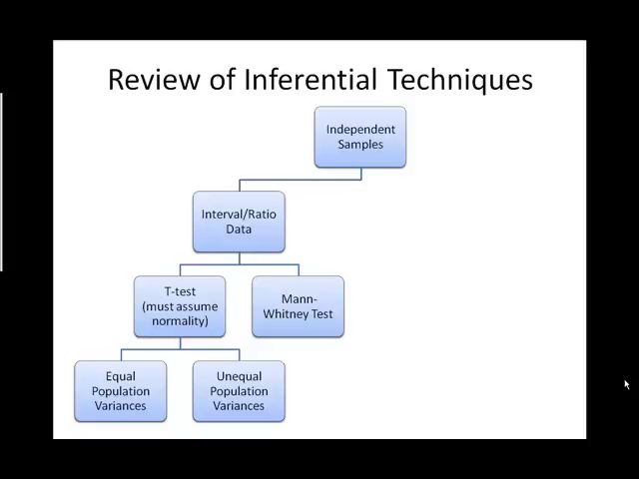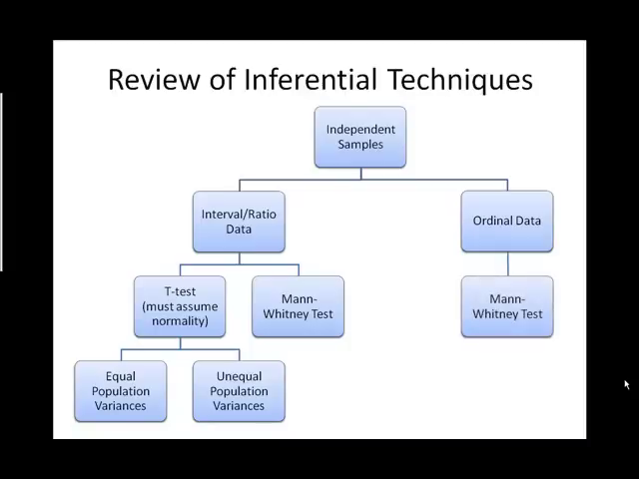So there's a brief summary of what can be done with interval ratio data, but we can also consider ordinal data. Now, keep in mind that when our data is ordinal, we can't summarize that data by calculating a sample mean, but we could summarize that data by calculating a sample median. So it stands to reason that if the Mann-Whitney test is comparing population medians, the Mann-Whitney test would be appropriate to apply to ordinal data, and that's indeed the case.